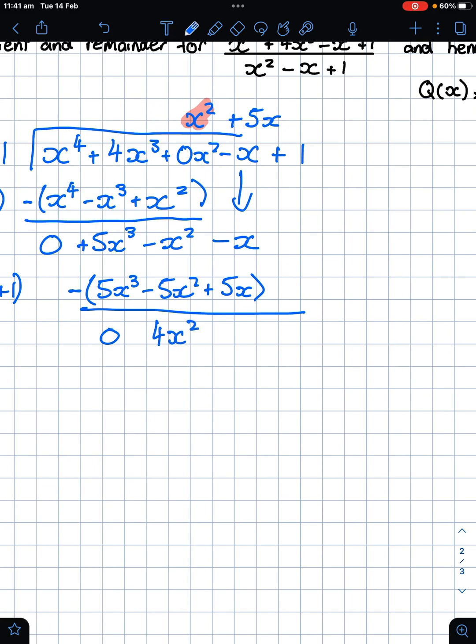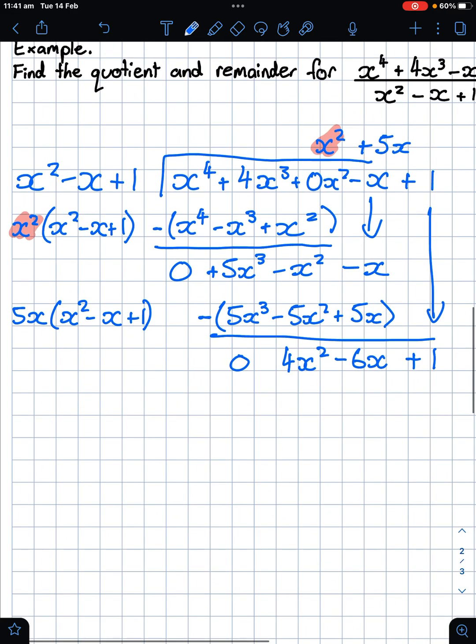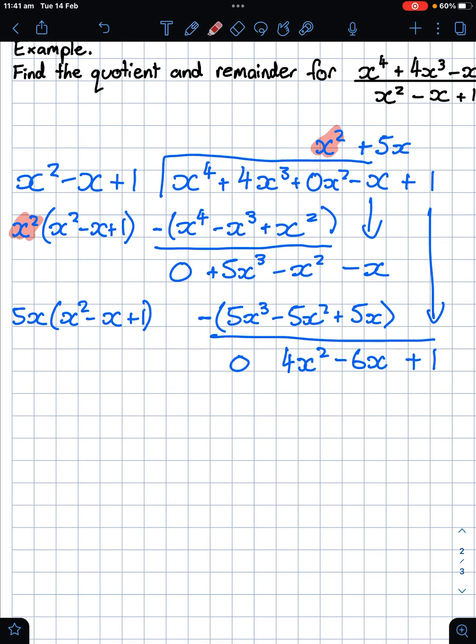And then negative x minus 5x gives us negative 6x. All right, and then we're going to drag this 1 down, so we've got plus 1. All right, final step here. So we've got x, so I should have linked those two. Let's change color. We'll do yellow, so 5x linked with 5x.